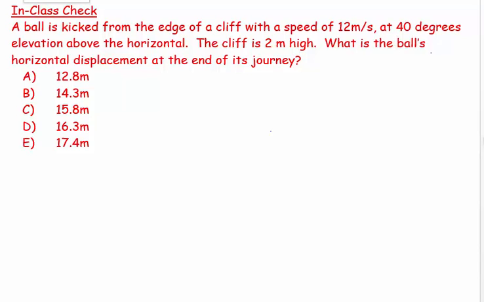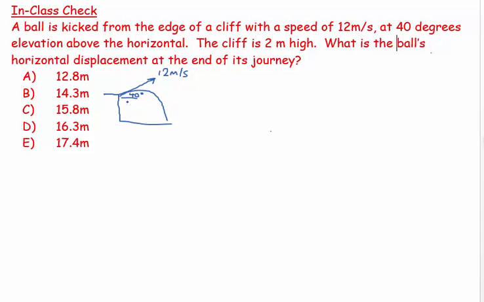Welcome. So this is a projectile motion problem, and the question says a ball is kicked from the edge of a cliff with a speed of 12 meters per second at 40 degrees elevation above the horizontal. So if we draw the cliff and then we draw the ball being kicked, this is 12 meters per second, and the ball's going to do something like that. And this here is 40 degrees.